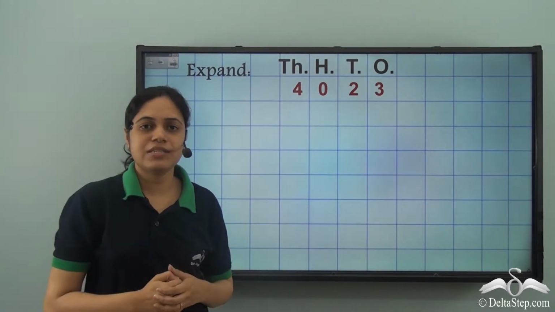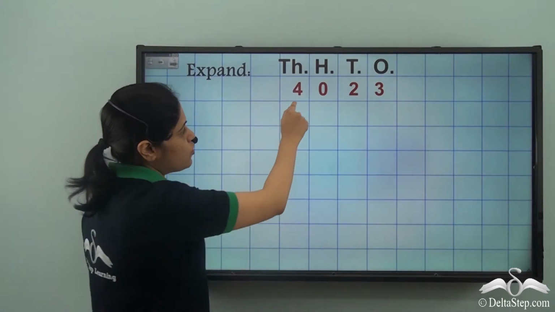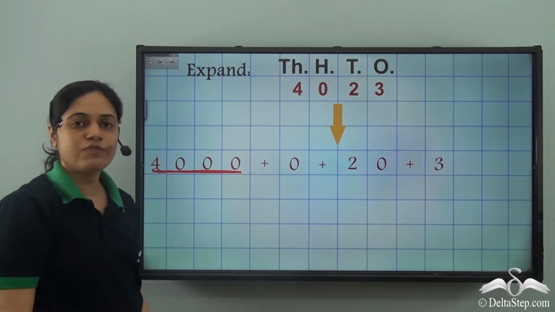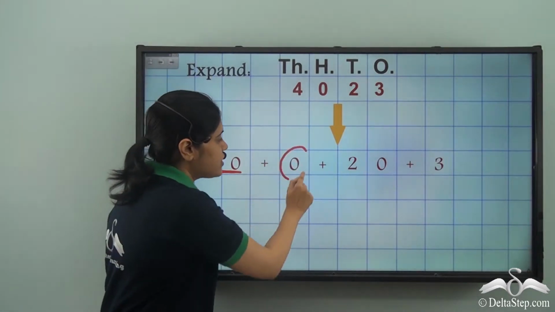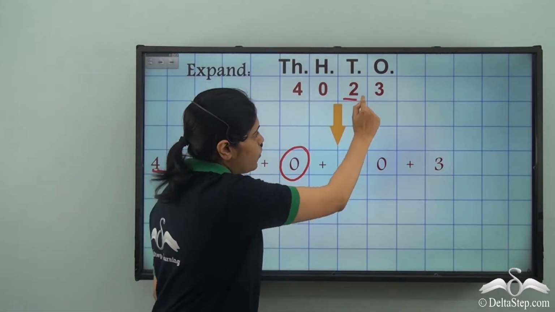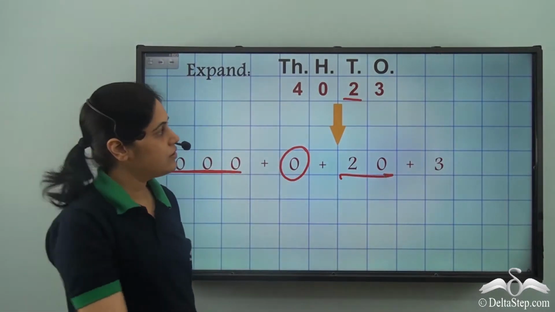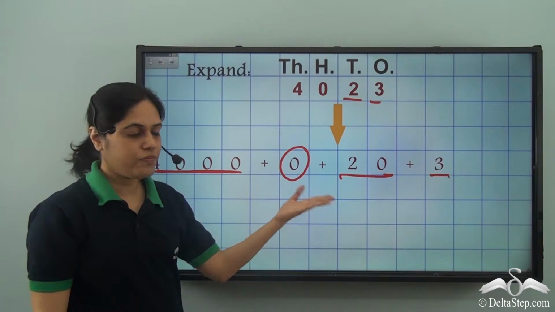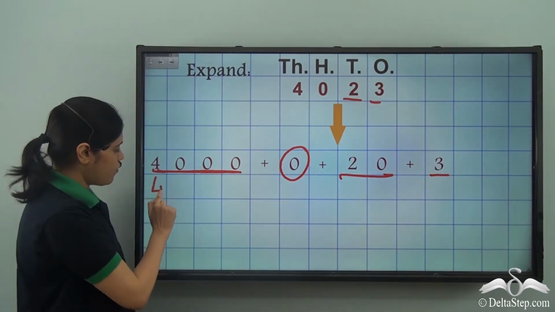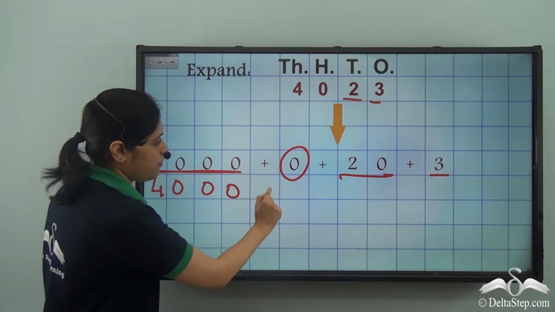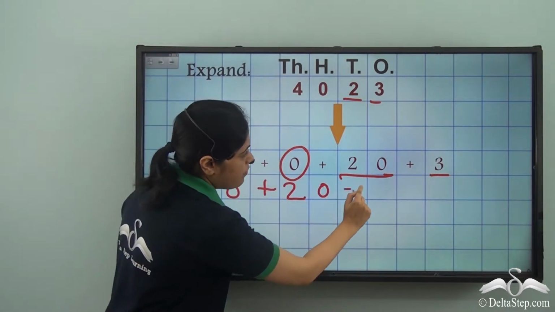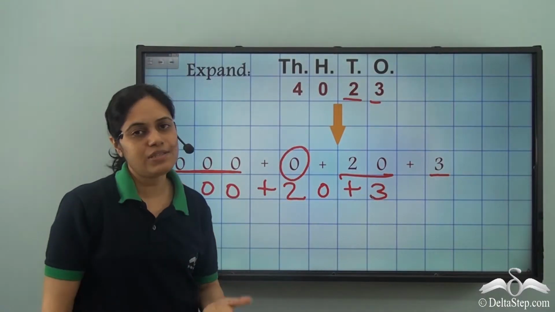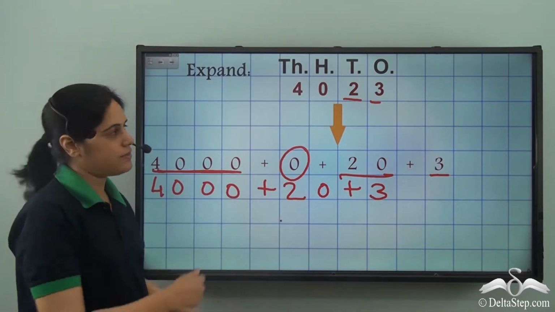Now how do you expand this? 4023. So this is 4000. So 4 in the thousands place means 4000. 0 hundreds means 0. 2 in the tens place means 20, and 3 in the ones place means 3. So this is the expanded form. You can simply write it as 4000 plus 20 plus 3. You can skip writing this 0 because 0 hundreds means nothing. So it is simply this.